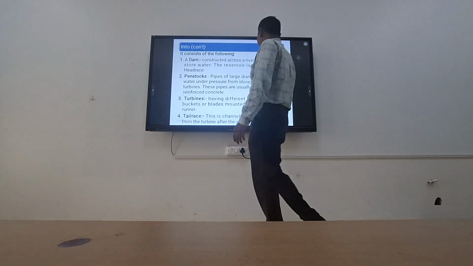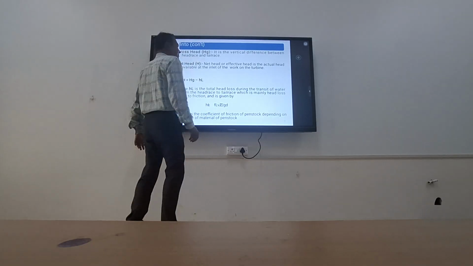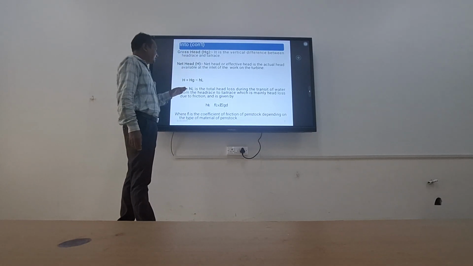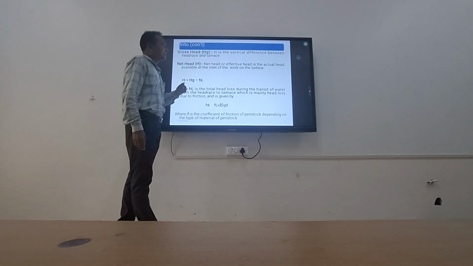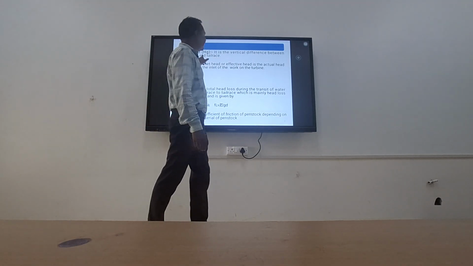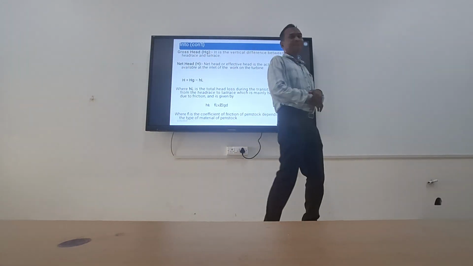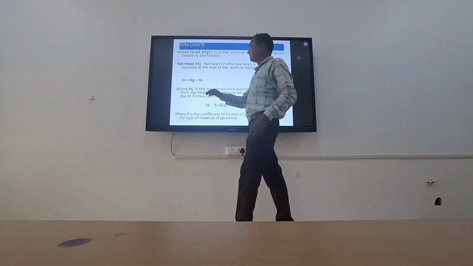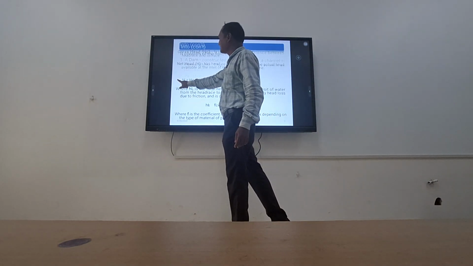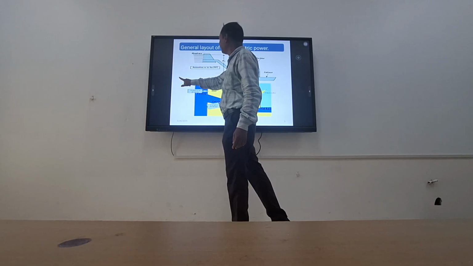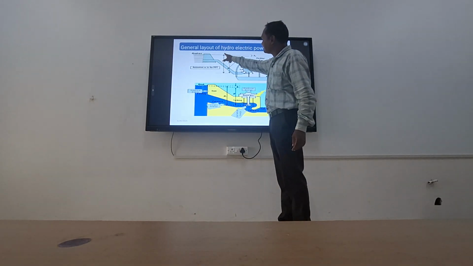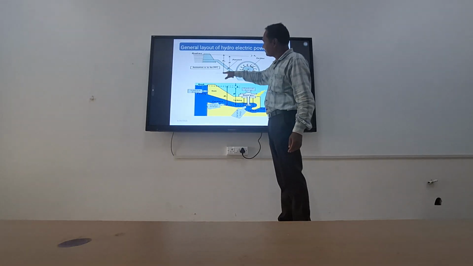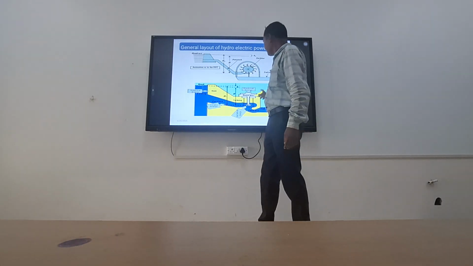Okay. Next part is some heads. Gross head, net head. So what is gross head? It is the vertical difference between the headrace and tailrace level. In the previous diagram, it is shown. See, this is the headrace level and this is the tailrace level. So the difference is the gross head.